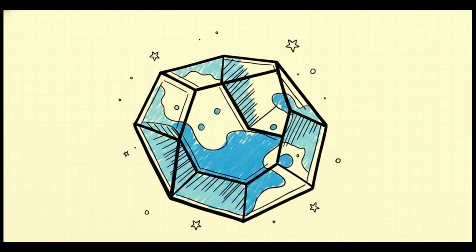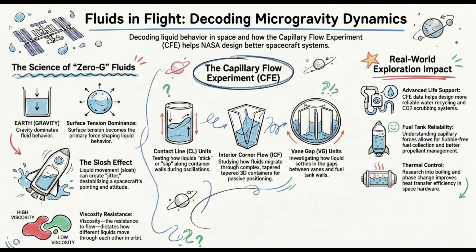Astronauts up there use these highly specific, handheld 1 to 2 kilogram vessels to gather high-speed video data on interfacial phenomena, which, by the way, is just a fancy way of saying how liquids, gases, and solid surfaces interact right at their boundaries. They test contact line dynamics to really understand sloshing, interior corner flow to measure those passive fluid positioning rates, and vane gap configurations to pinpoint critical wetting conditions.